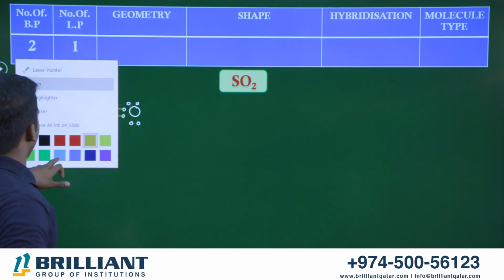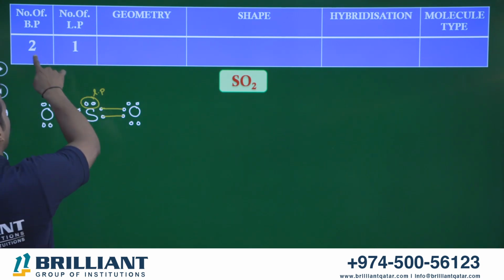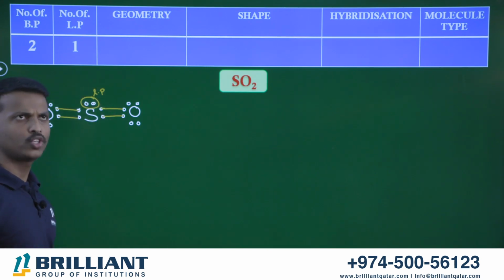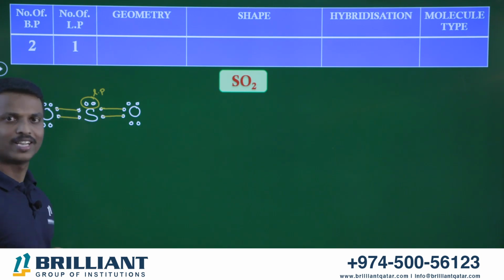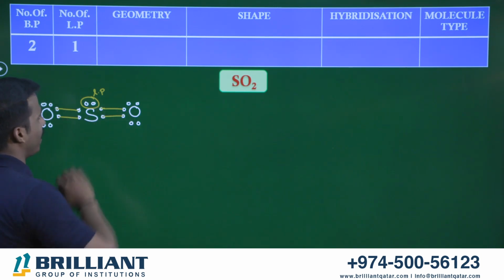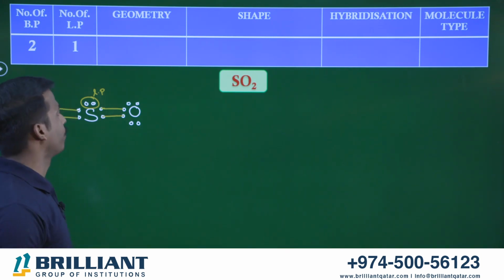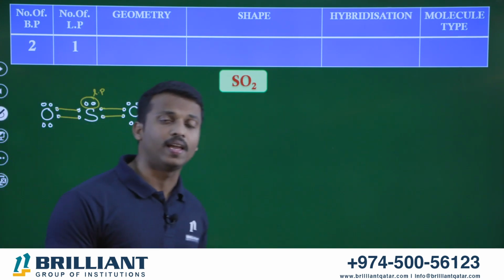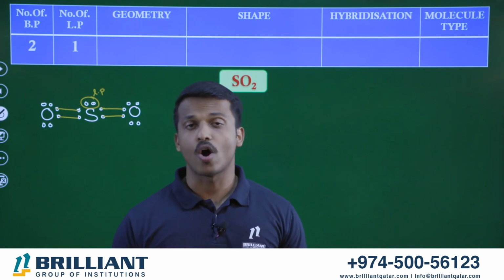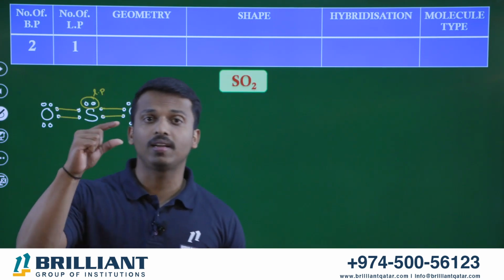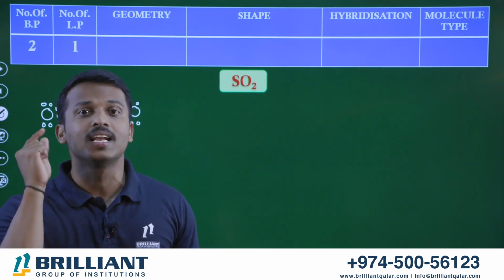Fine. Now we can go to the concept. First, what do you need? Are you sure? 2 bond pairs and 1 lone pair in the system. You may think, no sir, this is not 2 bond pairs, 4 bond pairs are there because there are 4 bonds. That's your confusion, right? No. According to VSEPR theory, just note it, all of you: multiple bonds, either double bond or triple bond, are considered as a single bond.